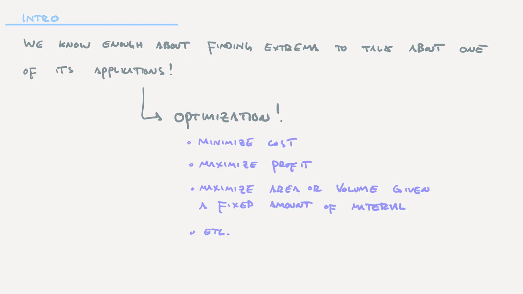And that means tackling stuff like minimizing cost, maximizing profit, maximizing area or volume given a fixed amount of material, and this is kind of what I'm going to focus on for the two examples that I have for you today. But you can also do other stuff with optimization. Anything that needs maximizing or minimizing. This is an application of finding extrema.